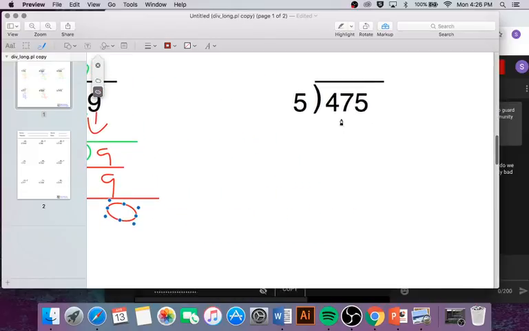Our last problem, we have 475 divided by 5. So the first thing we need to do, 5 can't go into 4, so we're going to move over and see how many times 5 will go into 47. 5 can go into 47 9 times without going over. 9 times 5 is 45. 47 minus 45 is 2.